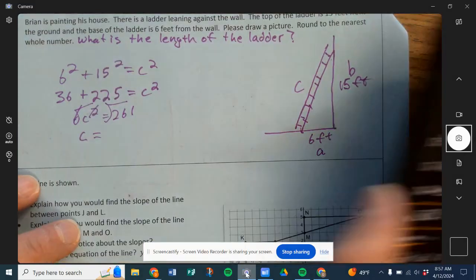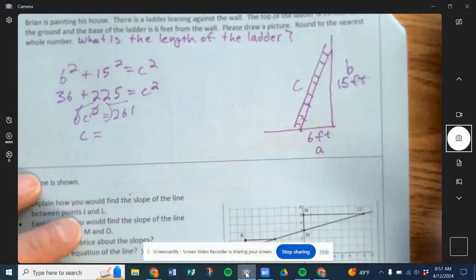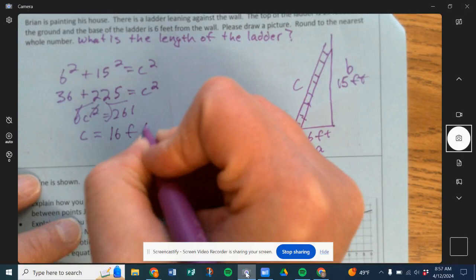What is it asking for actually? Round to the nearest whole number. It would technically be 16.2 if I were rounding to the nearest tenth, but whole number, so it's going to be 16. So 16 feet right there.